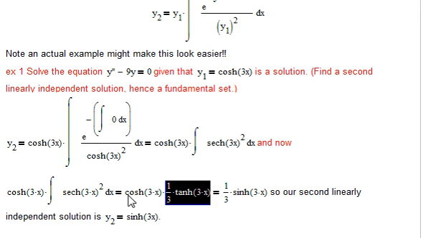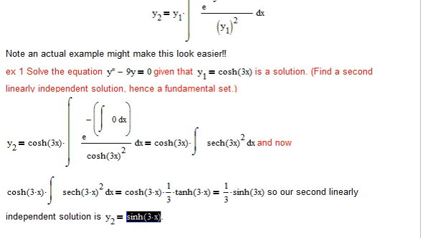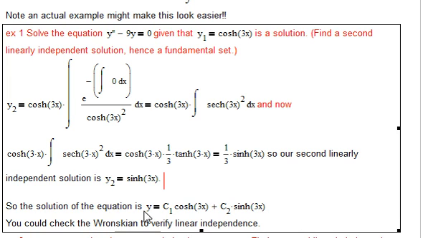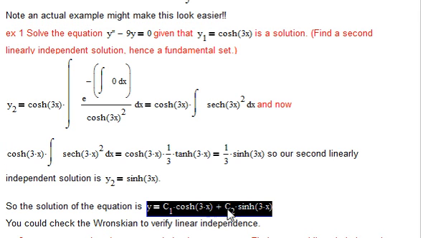And so when you multiply this by this, of course, tangent is sine over cosine, sinh over cosh, and that means the cosh would cancel. We'd have 1/3 sinh of 3x, but the 1/3 is irrelevant to whether or not it's linearly independent, so we'll just say our other independent solution is y2 equals sinh of 3x. Now I could go to the time and trouble to verify that the Wronskian is non-zero, but let's not say we did. Anyway, once we've gotten that, you've got your general solution is C1 times cosh of 3x plus C2 times sinh of 3x.